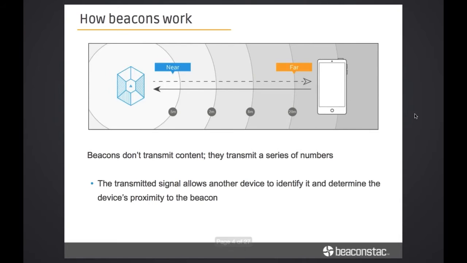One thing that's important to note is that beacons don't transmit content. That is, they're not transmitting a file or an image or any such thing. They're essentially just transmitting a series of numbers which help identify the beacon. And so the smartphone really is the one that's using that identification information to do something in response to that. So that's how beacons work.